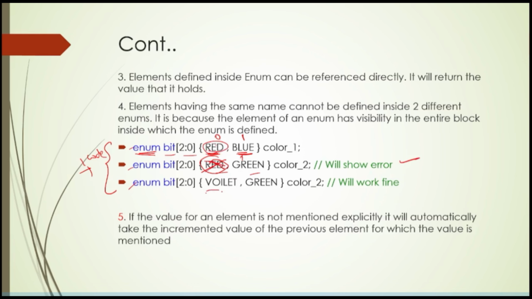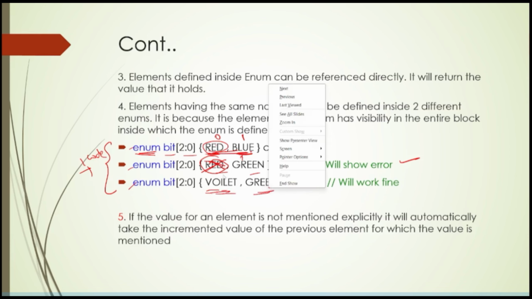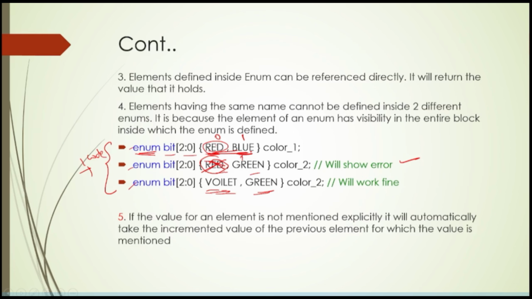Now if you see here violet, green, this is fine because your elements are red and blue, and then violet and green, this is fine. But the other one will throw you an error. Clear? If the value for an element is not mentioned explicitly, it will automatically take the increment. This I already told you. If you are not mentioning any values, it will automatically increment from 0 to 1, 2, 3, and so on. Clear? Yes. So this is about enum.